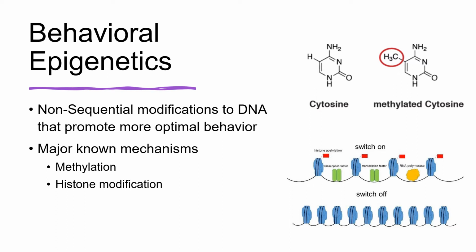Epigenetics in general can be defined as the way that the cell regulates the structure of its genetic material. This can serve many different functions within the cell. However, behavioral epigenetics refers specifically to the types of modifications made to the genetic material in order to promote more optimal behavior in the macroorganism. This can be done through a variety of methods. However, the two best understood and most well documented ones are methylation and histone modification.